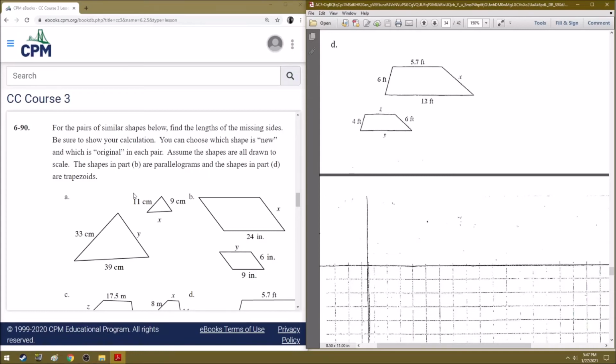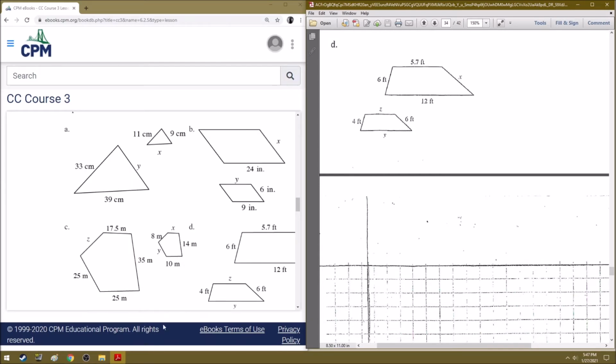Problem 6-90, we're going to be doing part D, and the problem lets us know that the shapes in part D are trapezoids. So let's go down here and have a look at that. But we also have it on the piece of paper over here. So we know a few of the side lengths, but we're missing X, Y, and Z, and we want to find those side lengths.